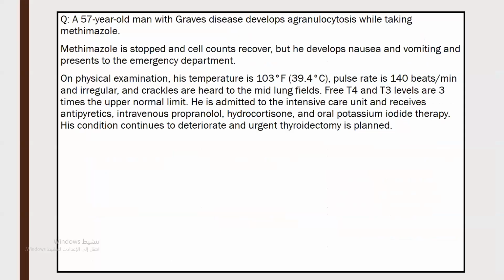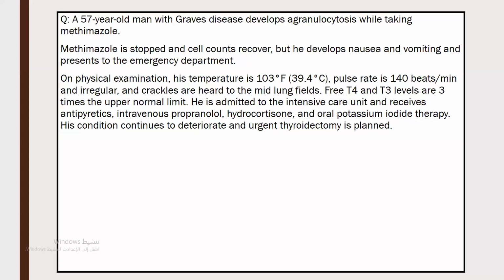This is again a scenario. A 57-year-old man with Graves' disease develops agranulocytosis while taking methimazole. Methimazole is stopped and the cell count recovers, but he develops nausea and vomiting and presents to the emergency department. Physical examination shows a temperature of 39.4 degrees centigrade, pulse rate of 140, irregular pulse, crackles observed while auscultating the chest, especially in the mid-lung field. T4 and T3 levels are 3 times the upper normal limit.